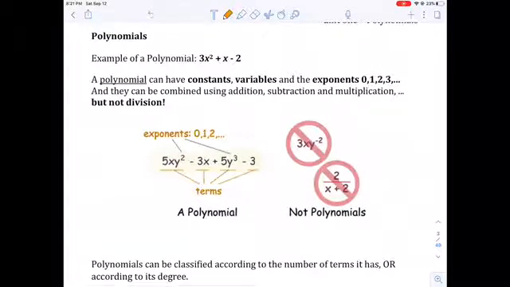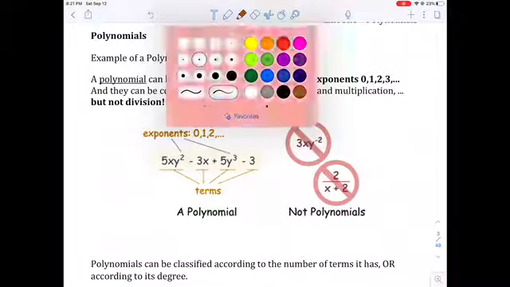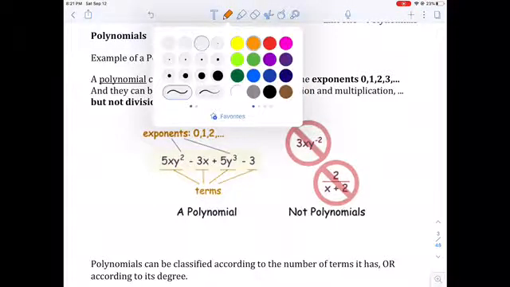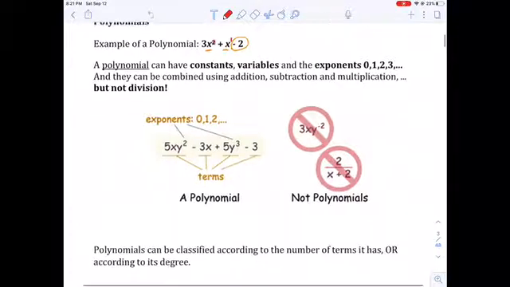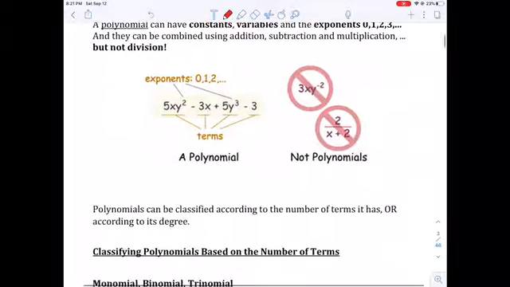All right. So let's look at polynomials. A polynomial, you've looked at a little bit of this, I know, in grade 9, but an example of a polynomial is that we can have constants, okay? Here's a -2 constant, x or x squared, those are my variables, okay? And we can have exponents. We've got here an exponent of 2. Here's our exponent of 2. And over here, there's a little invisible exponent of 1. Okay? They can be combined using addition, subtraction, and multiplication, but not division.